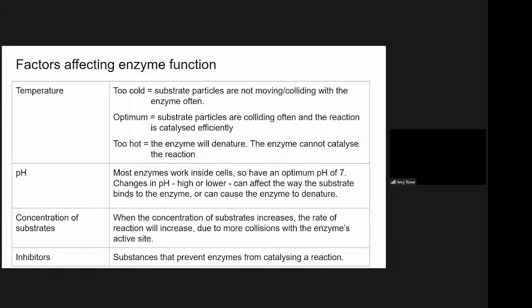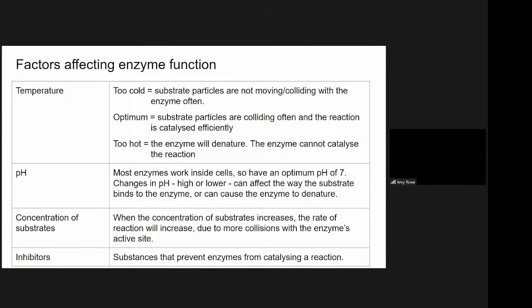pH. Most enzymes work inside the cell where we have an optimum pH of around about 7. If we get a change in the pH, so more acidic or more basic, this can affect the way the substrate binds to the enzyme or can entirely cause the enzyme to denature. And again, a denatured enzyme is not going to be able to fulfill its function.